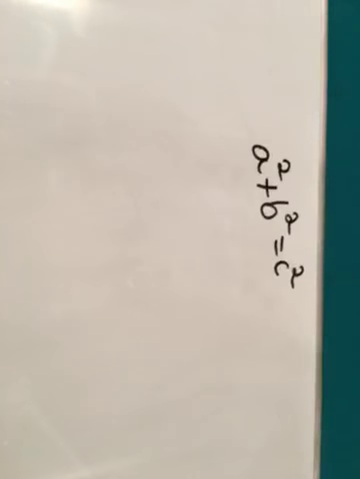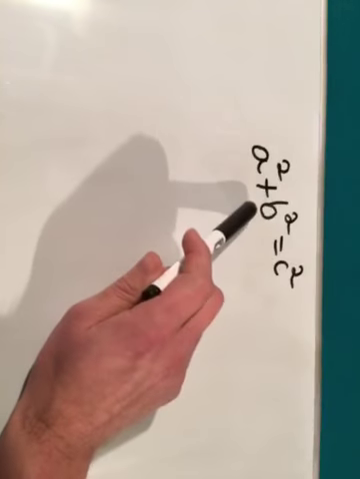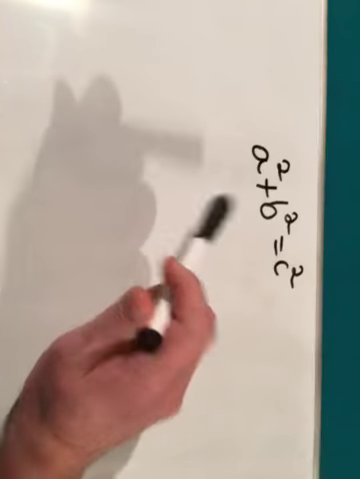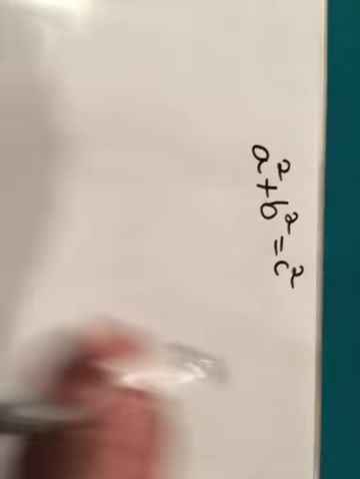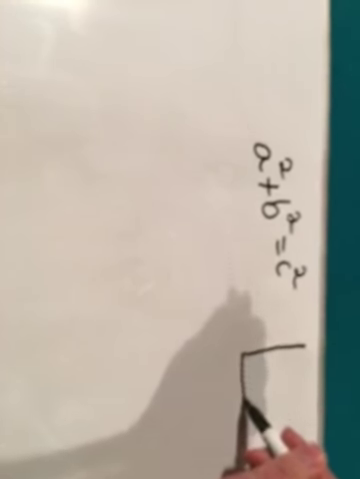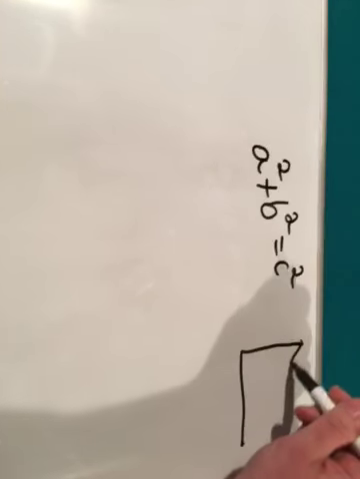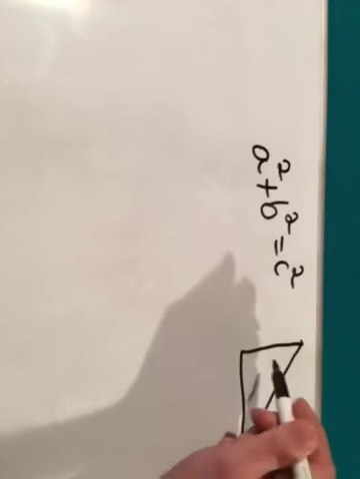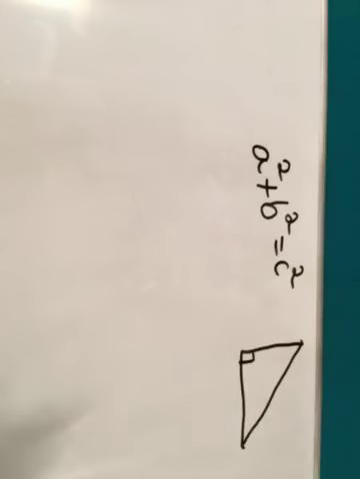Well, hello everyone! Now, most of you are probably pretty familiar with the Pythagorean Theorem. And you probably know it as a squared plus b squared equals c squared. And you were told that this is always true if you have a right triangle. A right triangle. So, one of your angles has to be 90 degrees.